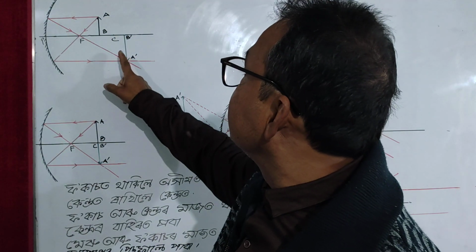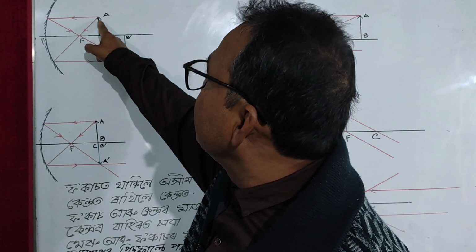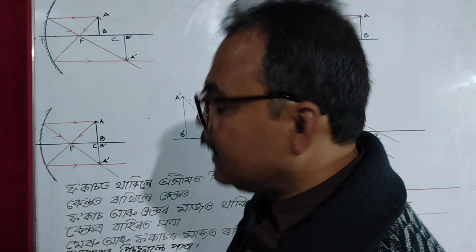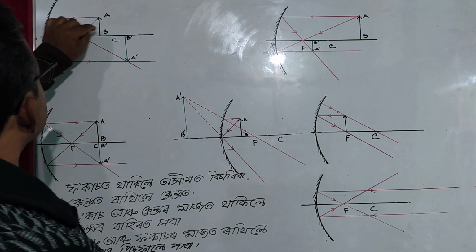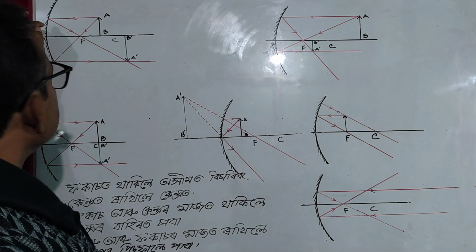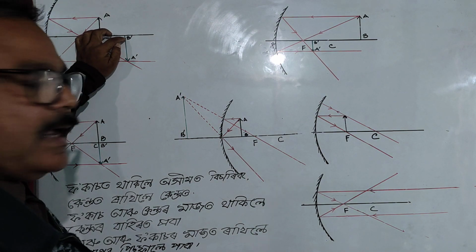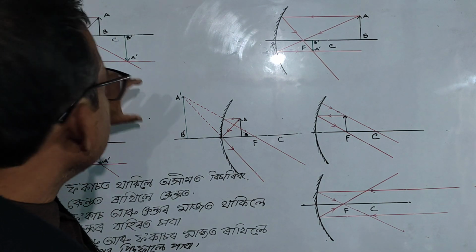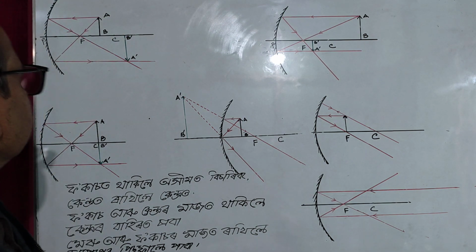That's why I have written A dash. A dash is the image of the point A. And similarly, from all points there will be rays, and accordingly they will meet at different points. Ultimately you will get the image of this whole object. Is it clear?